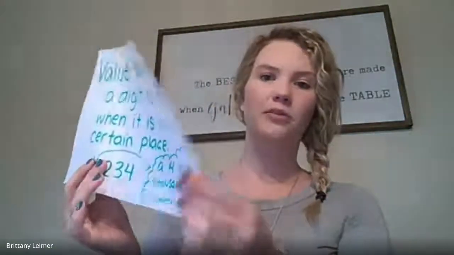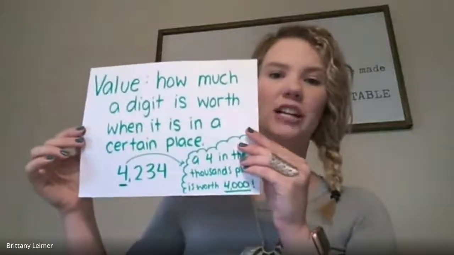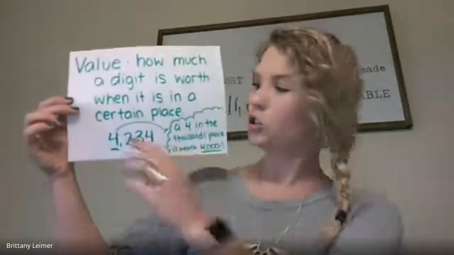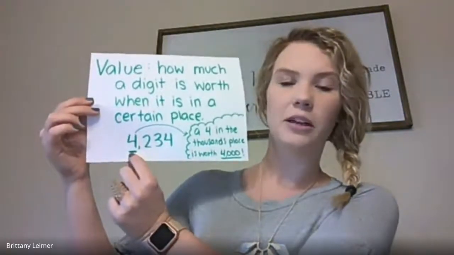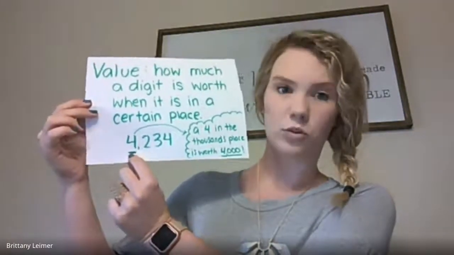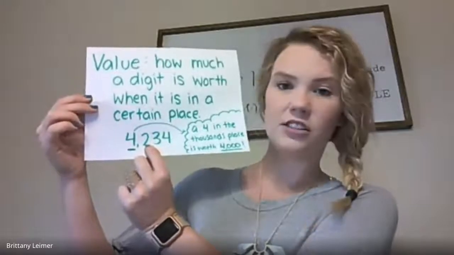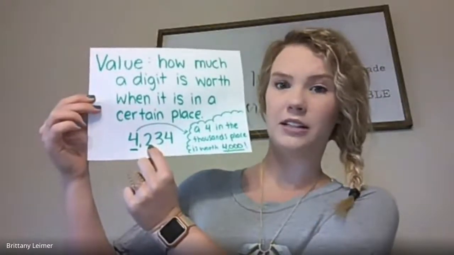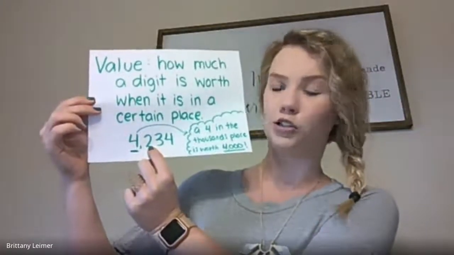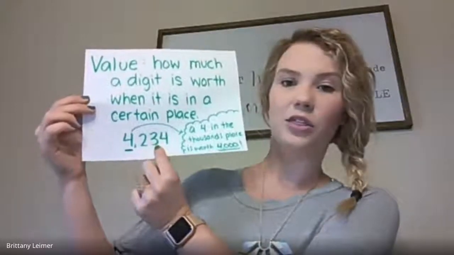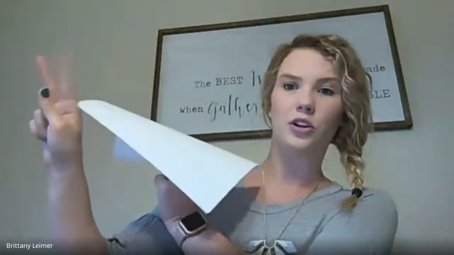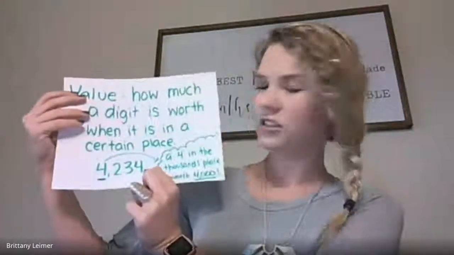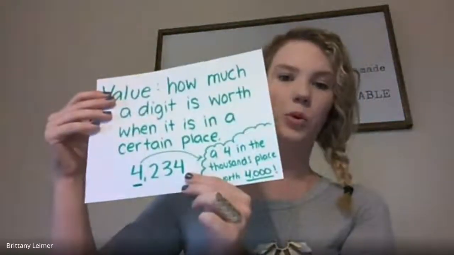Then we have value. Value is how much a digit is worth when it's in a certain place. So this is a 4. The digit is a 4. But when you stick it in that thousands place, it's worth 4,000. This digit is a 2. But when you stick it in the hundreds place, it's worth 200. This digit is a 3. But when you stick it in the tens place, it's worth 10, 20, 30. And then this digit is a 4. And when you stick that 4 in the ones place, it's worth 4.